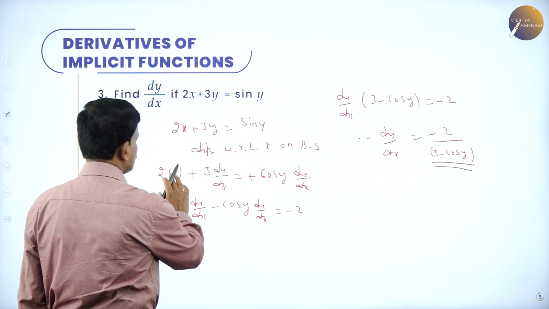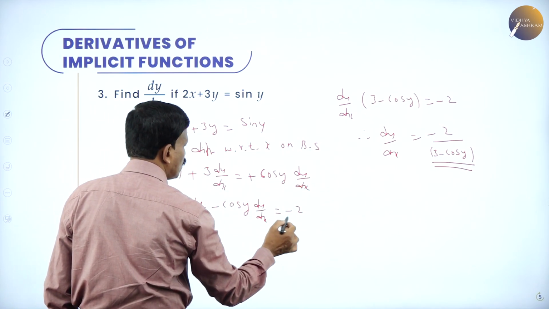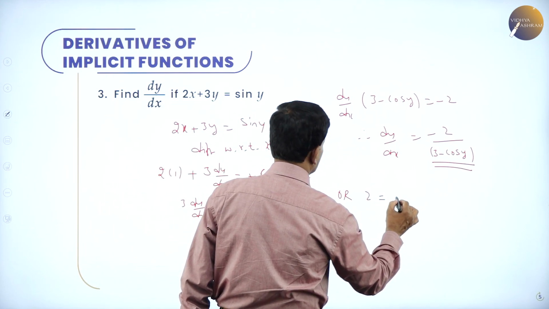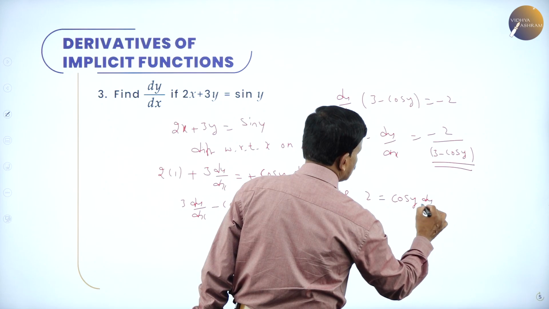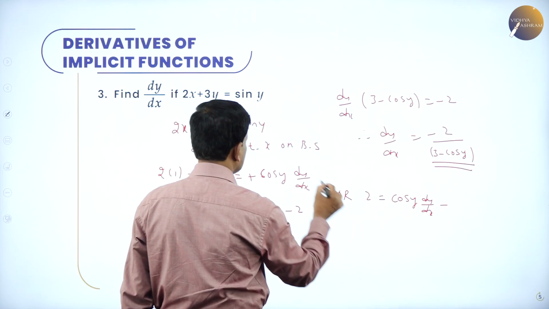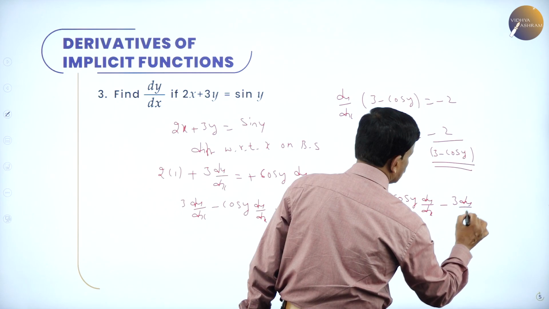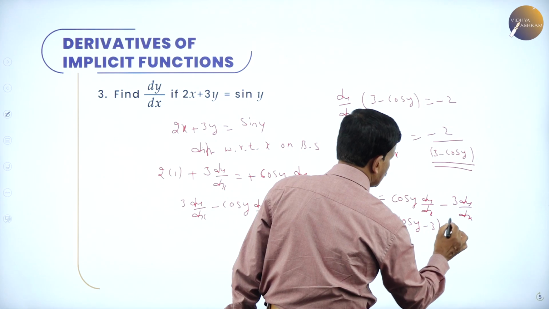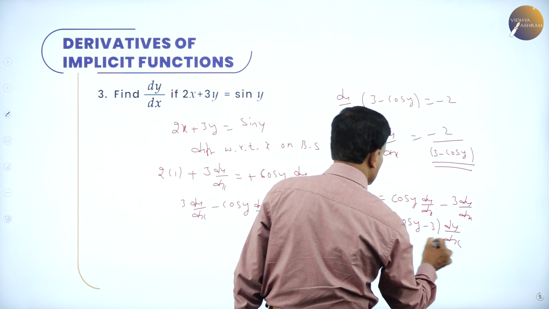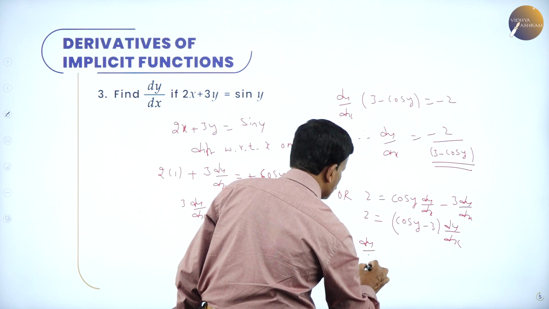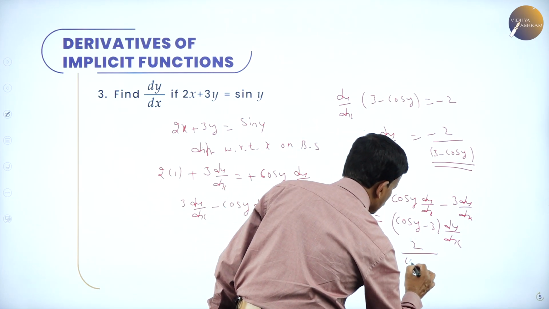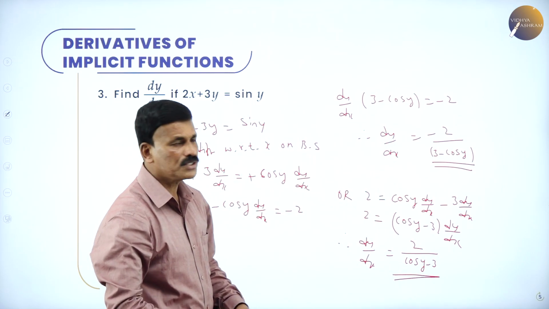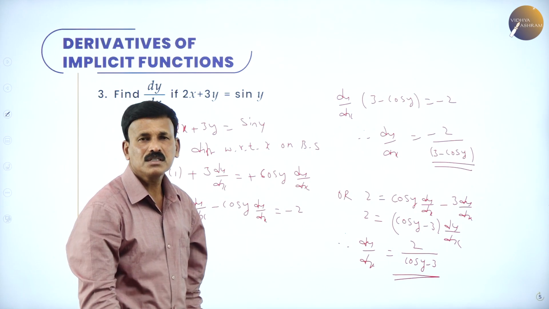Otherwise, if you want, you just keep 2 here and transfer this, or you can also write like this: 2 is equal to cos y into dy by dx minus 3 times dy by dx. So this is 2 is equal to cos y minus 3 into dy by dx, or only dy by dx is equal to 2 divided by cos y minus 3. Anything same, just the negatives you will get, that's it. So this is the required answer.